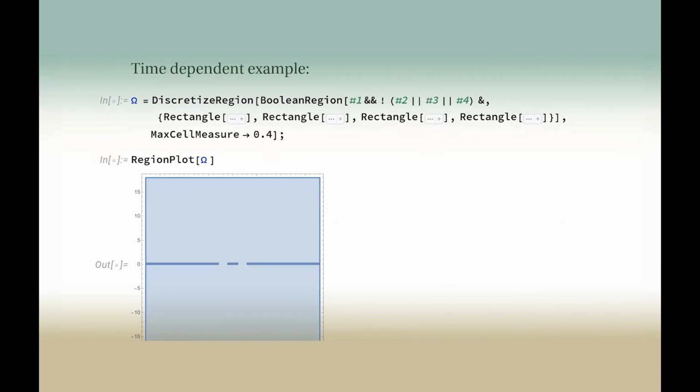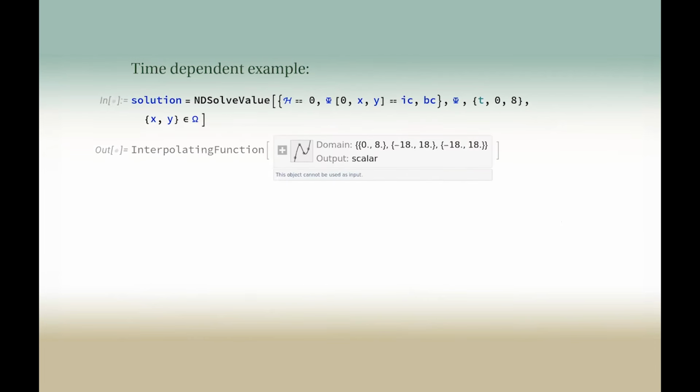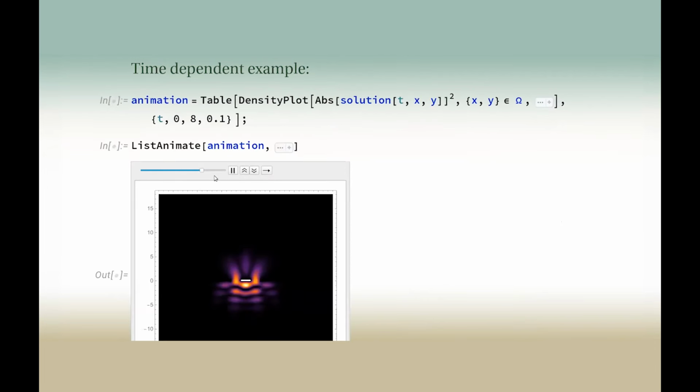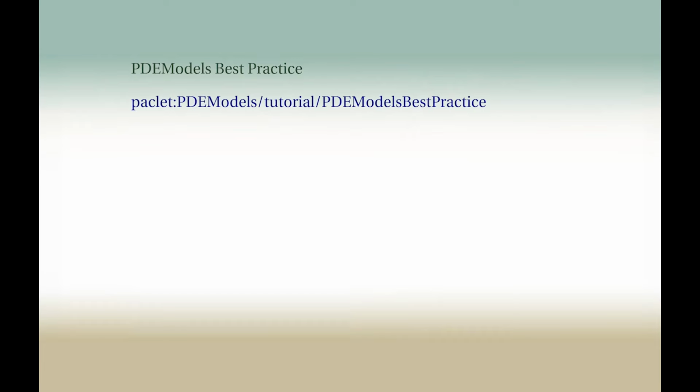Another example is a time-dependent example. We have a box and we have two slits here, and we have a real and an imaginary part of an initial condition. Set up the Schrödinger equation, find the solution with NDSolve, and then we can look at the scattering of the particle at this boundary with the slits.